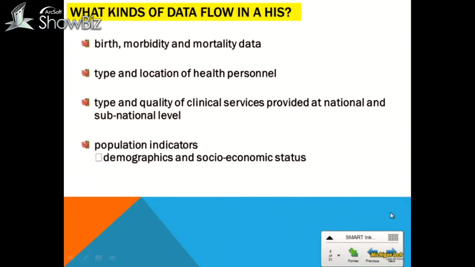But first, we know it will include birth, mobility, and mortality. Also, we include the type and the location of health personnel. Also included will be the type and quality of clinical services provided at national and subnational level. Also included are population indicators, that's the demographics and socio-economic status. So many things can be included in this kind of data.